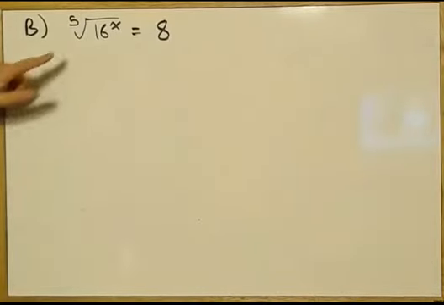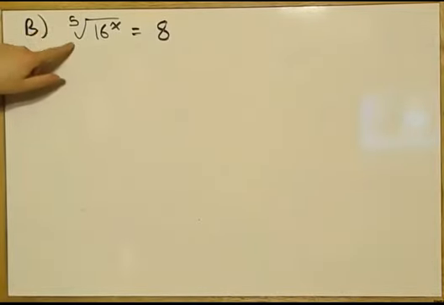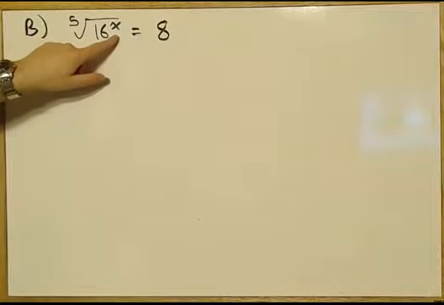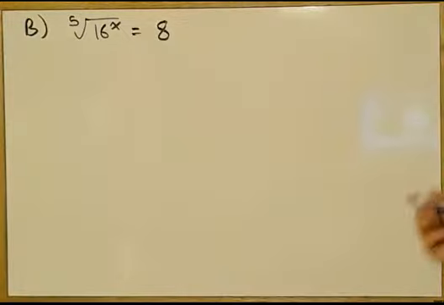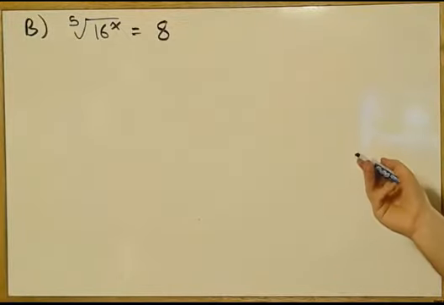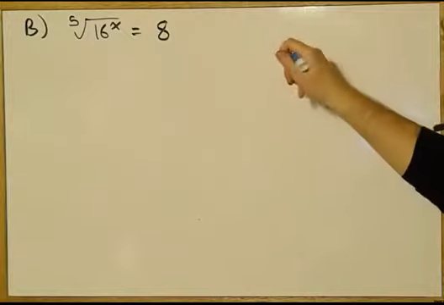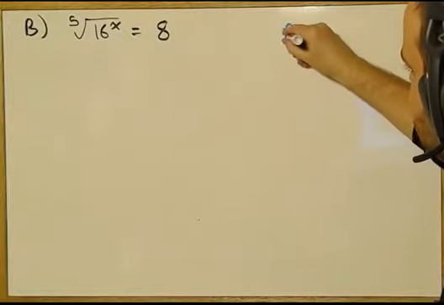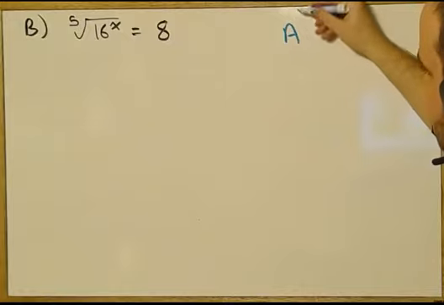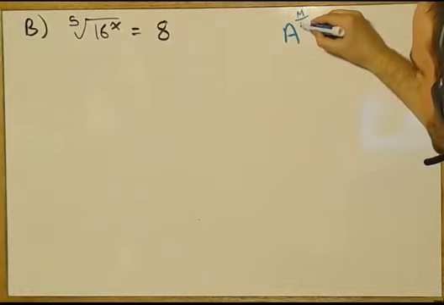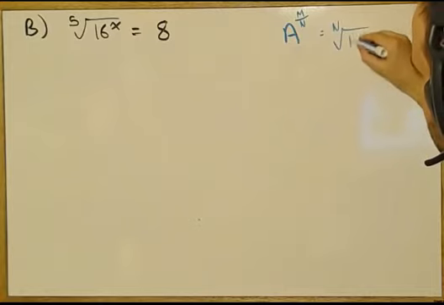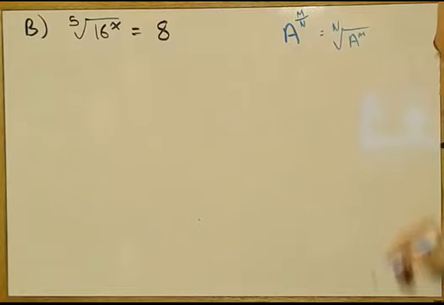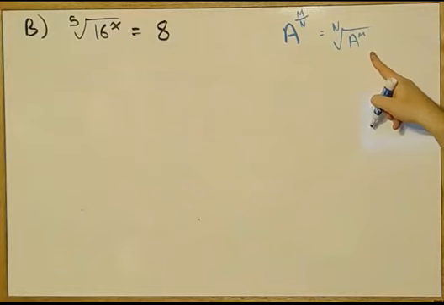So in this next example, we have the fifth root of 16 to the power of x is equal to 8. Now, it's worth noting that you can have a fractional exponent. So suppose you have something like, say, a to the power of m on n. That's equal to the nth root of a to the m. So that's the case we have right now.